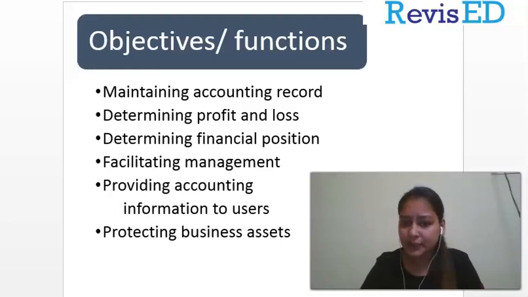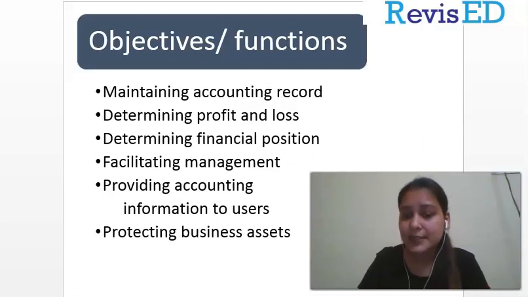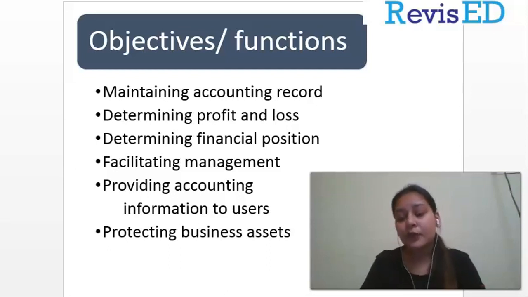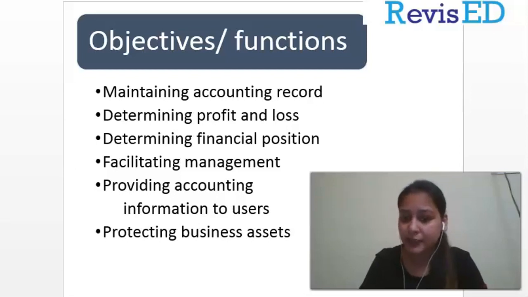This is similar. First is maintaining accounting records. Again, you will maintain the records. Determining profit or loss. This is what I was telling you about. Profit and loss account we will prepare, and we will find out whether we are incurring losses or we are having profits. Determining financial position. How many assets do we have, to whom we need to pay, from whom we need to take the money. All these things are recorded in the financial position. To find out financial position, we make a balance sheet.